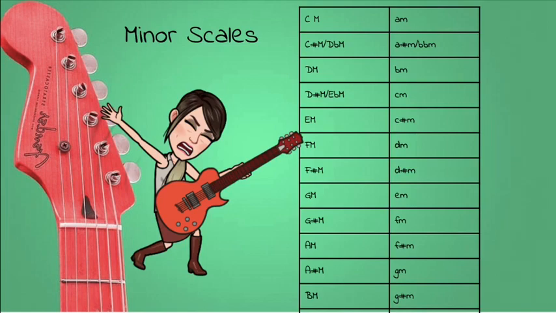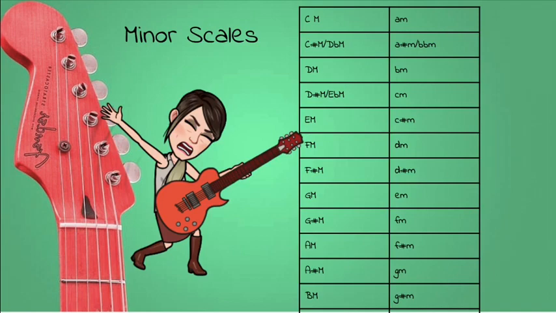These are called relative minors. The key of C major's relative minor is A minor. I'll play both so that you can hear the difference in mood. Here's the C major. And here is the A minor. Minor scales have a much darker sound.